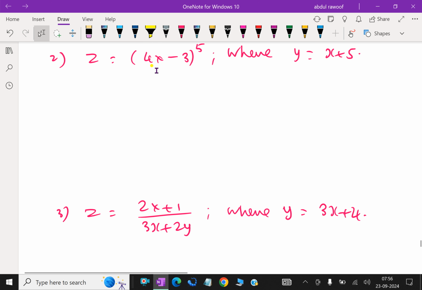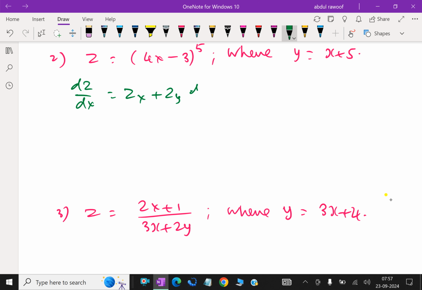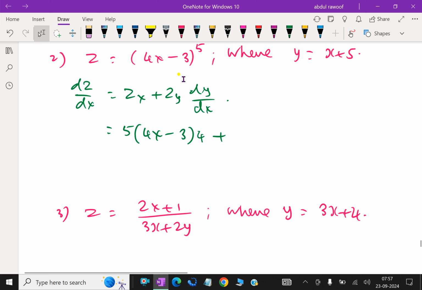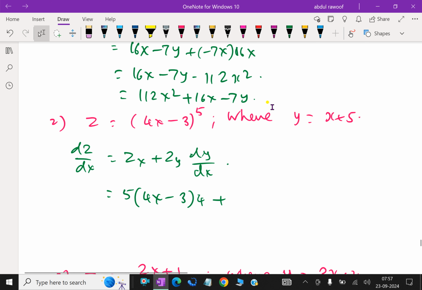Next, z equal 4x minus 3 power 5, where y equal to this. Here dz by dx equal zx plus zy dy by dx. Here zx is 4x minus 3 whole power 5, which is 5 into 4x minus 3, and differential of inside 4x with respect to x is 4, plus zy. Then zy is 0, because it's completely. Here, let it be y, some changes in this problem.